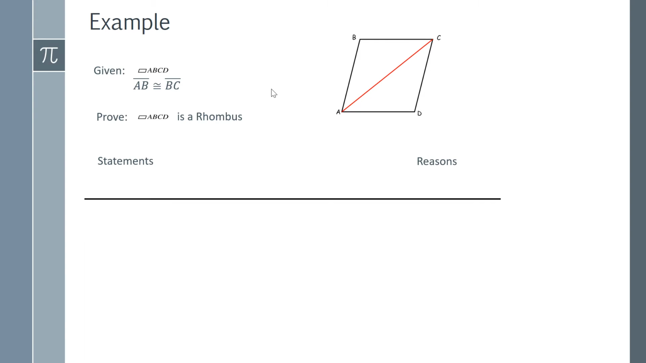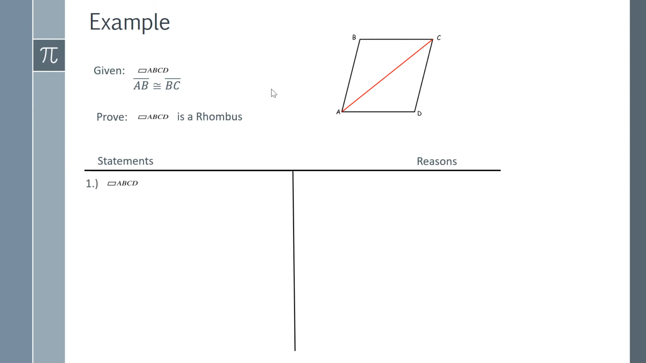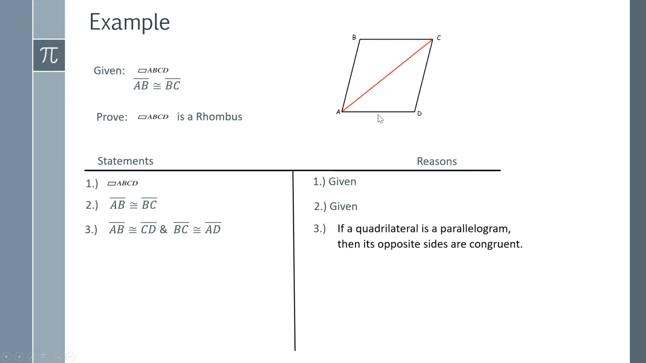So here's our statements and our reasons. We've got parallelogram ABCD, that's given. We've got AB is congruent to BC, that's also given. Now, once I have that, I'm going to use one of my theorems that says that the opposite sides are congruent. So I've got AB is congruent to CD. I've got BC is congruent to AD. So that was a theorem that we had in the lesson that if the quadrilateral is a parallelogram, its opposite sides are congruent. Now, once I have that, I can apply transitive property.